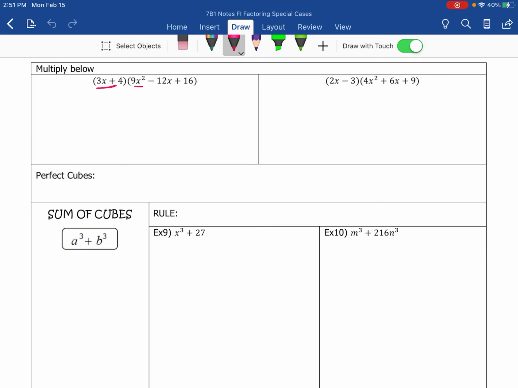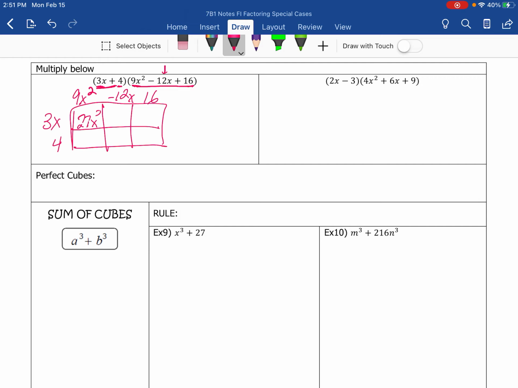Okay, so now we're going to talk about another special case. I'm just going to show you something really quickly. So I'm going to multiply this binomial and trinomial. Things I noticed, 3x squared is equal to 9x squared, and 4 squared is 16, and 12 is 2 times that. But I'm just going to go through and multiply this. I think the easiest way to multiply these. So I have 3x plus 4, and then I have 9x squared minus 12x, and I have 16.